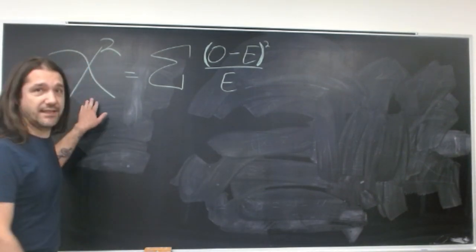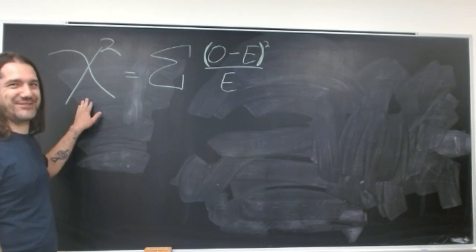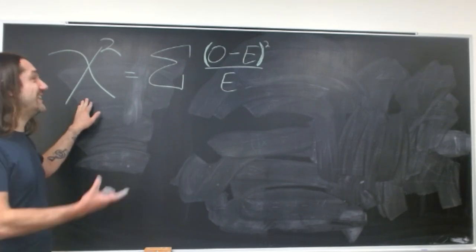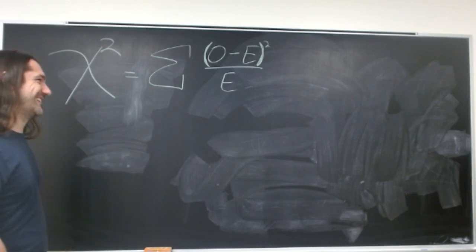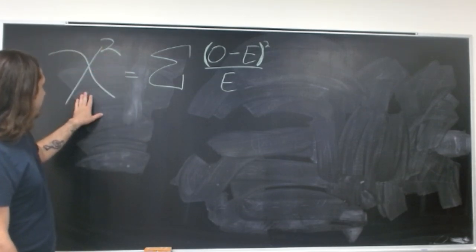This will give us our test statistic of chi squared, chi squared, or chi squared. It depends on the language. Even worse. Yeah. So this whole thing is the test statistic.